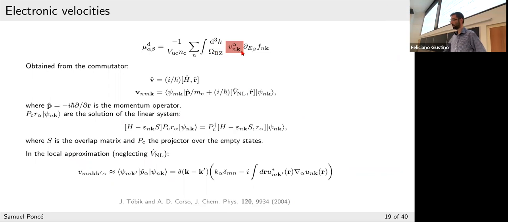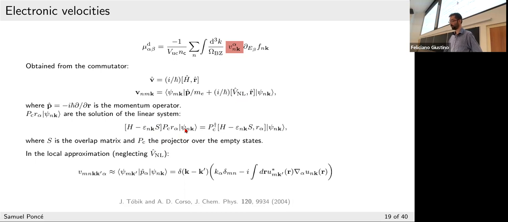And the last technical bit is that you need to obtain the carrier velocity. When you want to compute the mobility, the two ingredients that you really need are this carrier velocity and then this change of occupation function. There are two ways, both implemented in EPW and that we will discuss further this afternoon, to compute the velocity. The first one is directly from this commutator relation. You can show that this is equal to the momentum operator plus the commutator between the non-local part of the potential and the position operator. And this can be solved by solving a linear system.